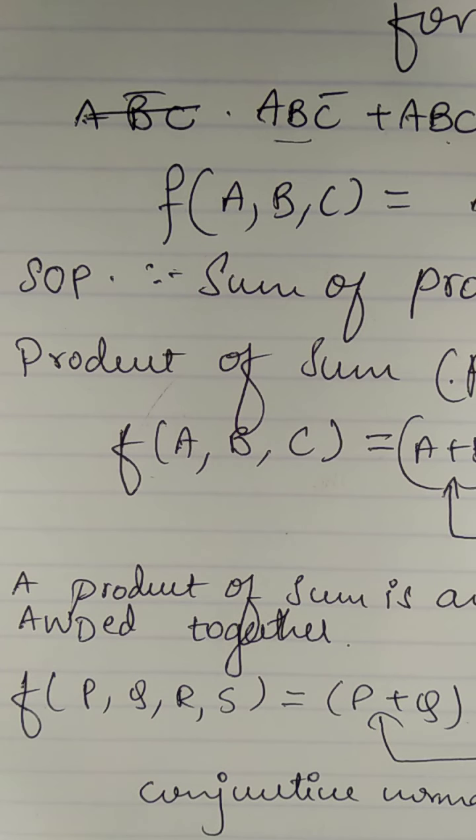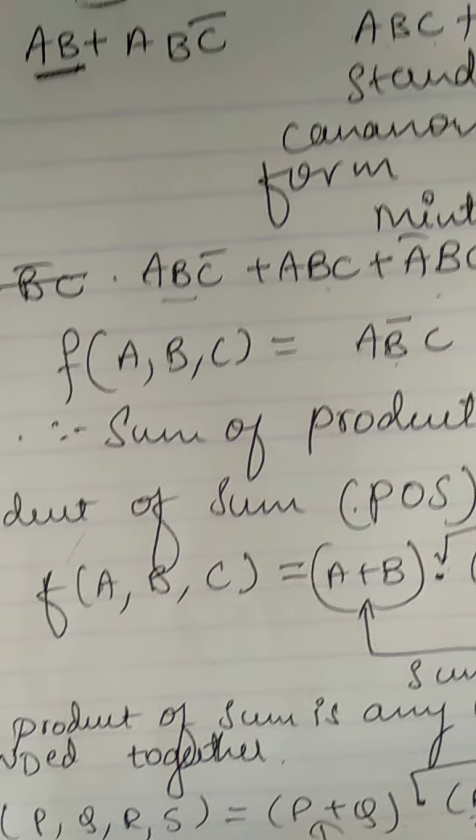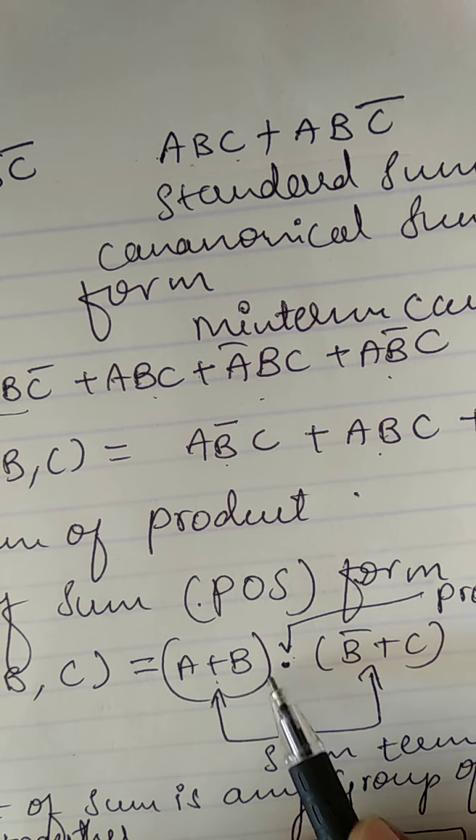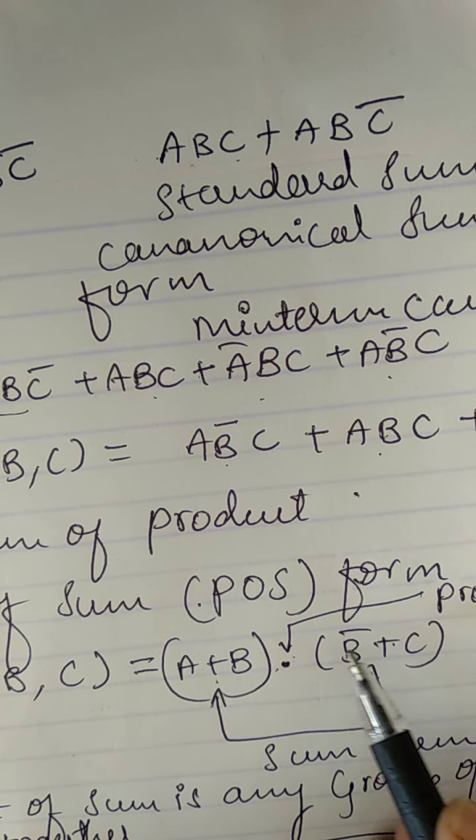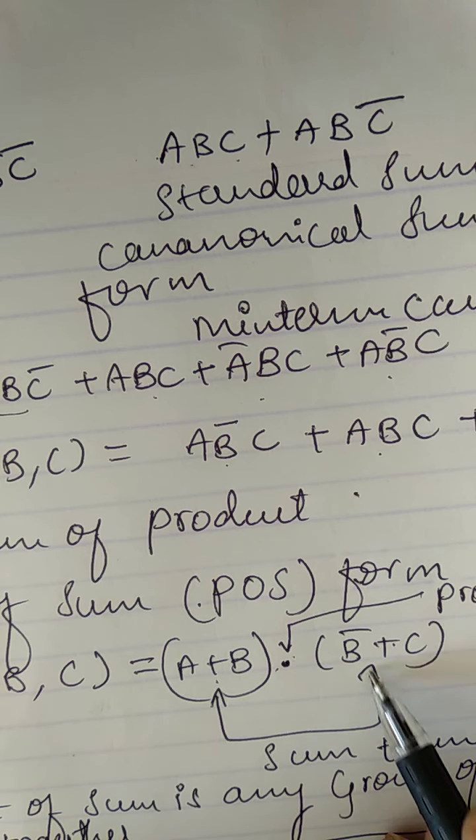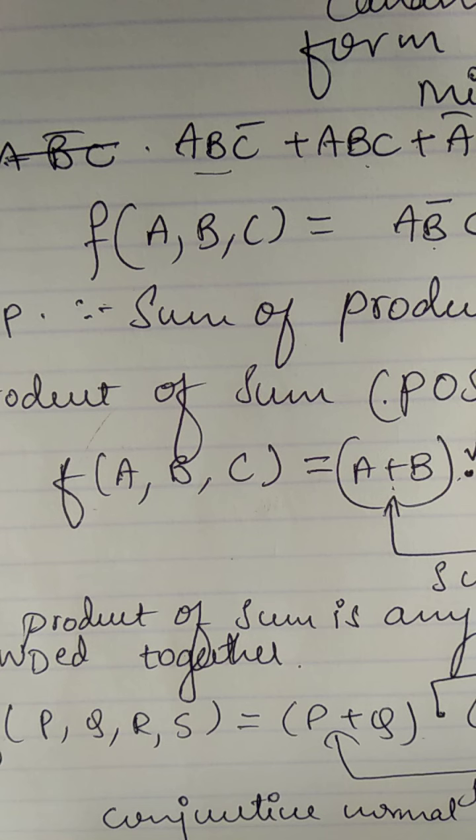So what is product of sum? Product of sum is a group of sum terms which are ANDed together. For example, (a + b)(b' + c). So this is a product and these are the sum terms, and this is an example of product of sum.